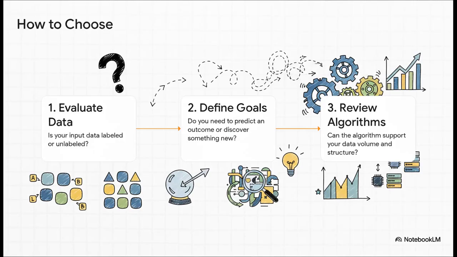So the big question is, how do you choose? Well, it really just boils down to 3 questions. First, what kind of data do you have? Is it labeled or not? Second, what are you trying to do? Are you trying to predict something specific or just discover what's in there? And finally, what tools do you have to get the job done?